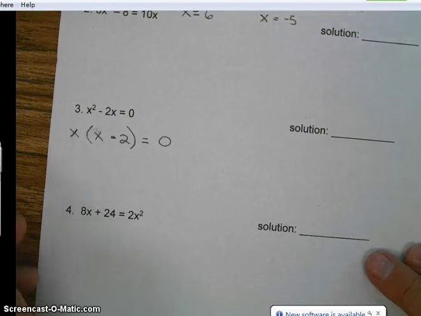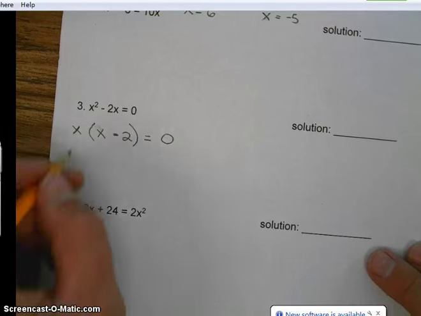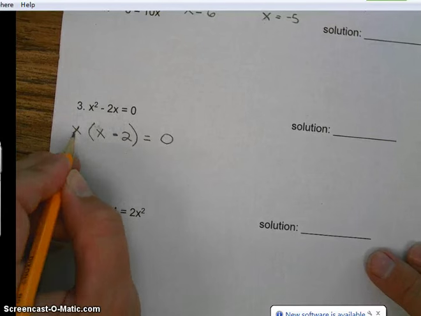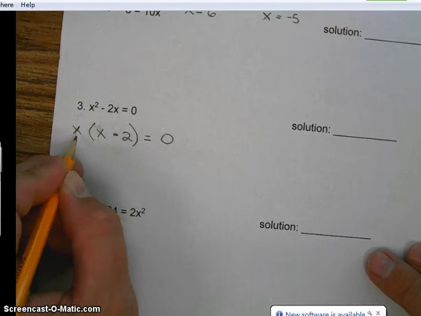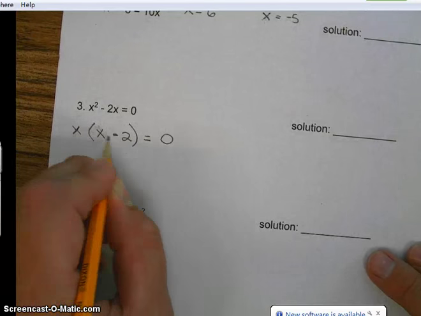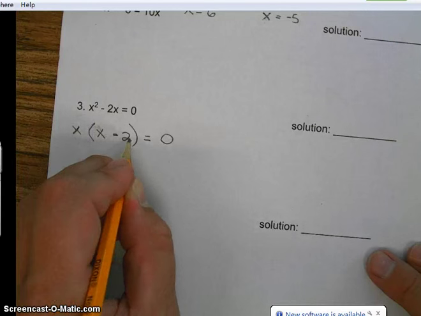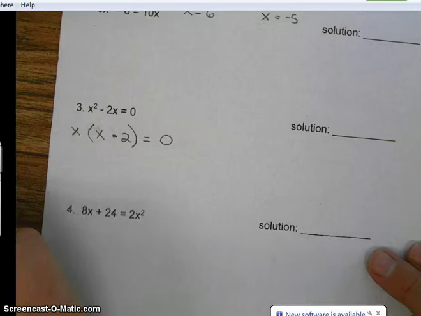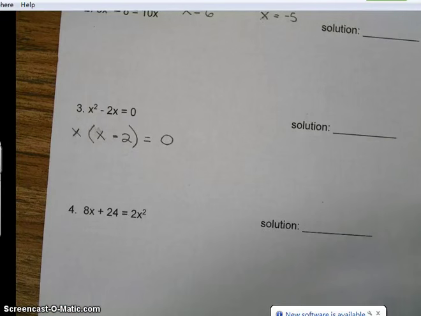Okay, next step, set each factor equal to 0. So remember that this leading term is a factor. How do I know this? Because it's being multiplied times this group. Factors are terms or groups that multiply together to get something else.